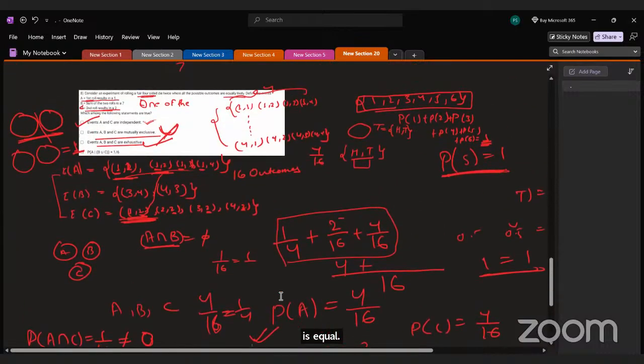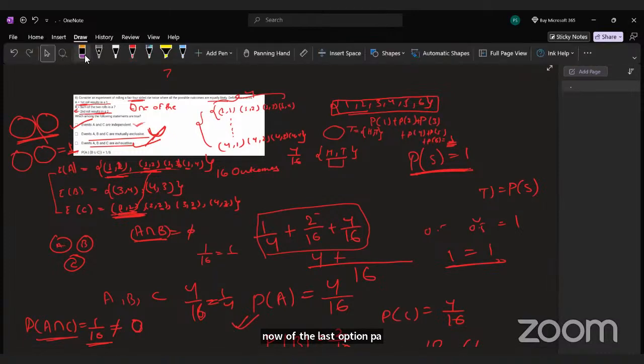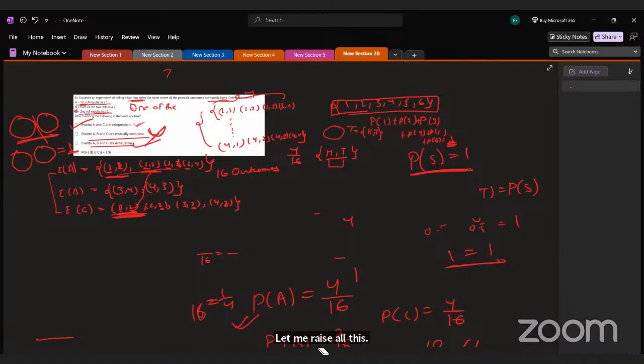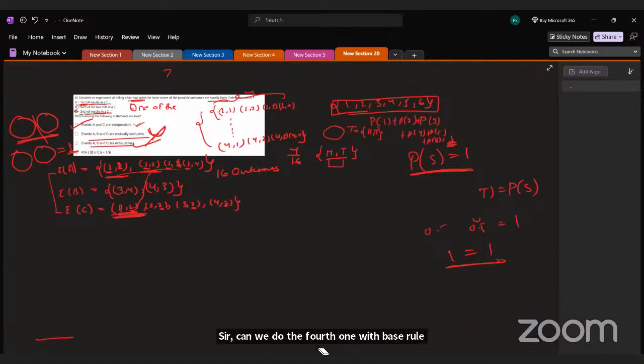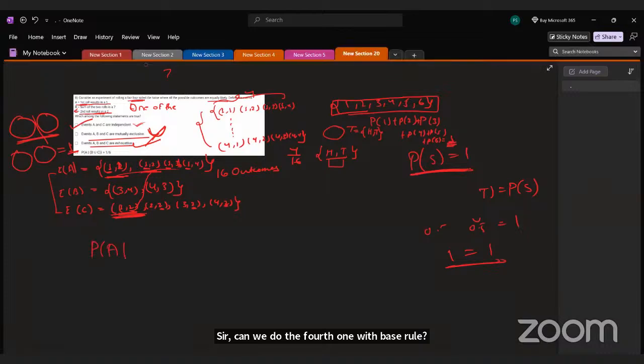Now the last option, A given B union C. Let me erase all this. Sir, it's B union C. Yeah, B union C. Sir, can we do the fourth one with Bayes rule? Yeah, you can. But why choose the long way when you have a short way? Or maybe we will do it that way only. Let's see.